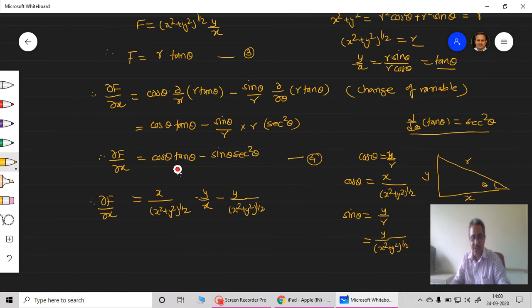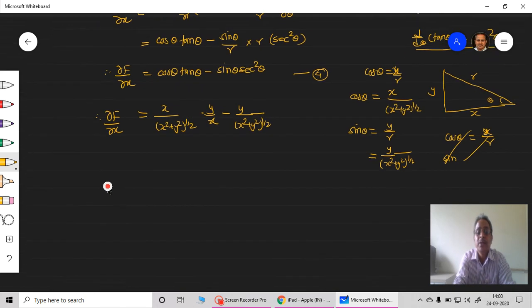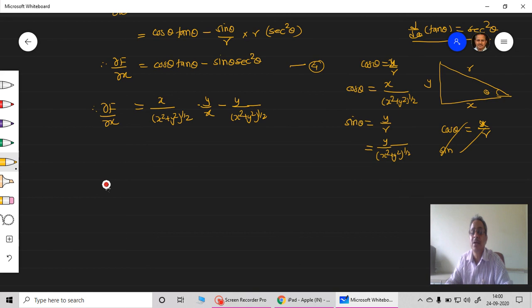And what about this sec square theta? How many of you know the relationship between sec theta and cos theta? 1 upon cos theta is equal to sec theta, and 1 upon sin theta is cosec theta, and 1 upon tan theta is cot theta.